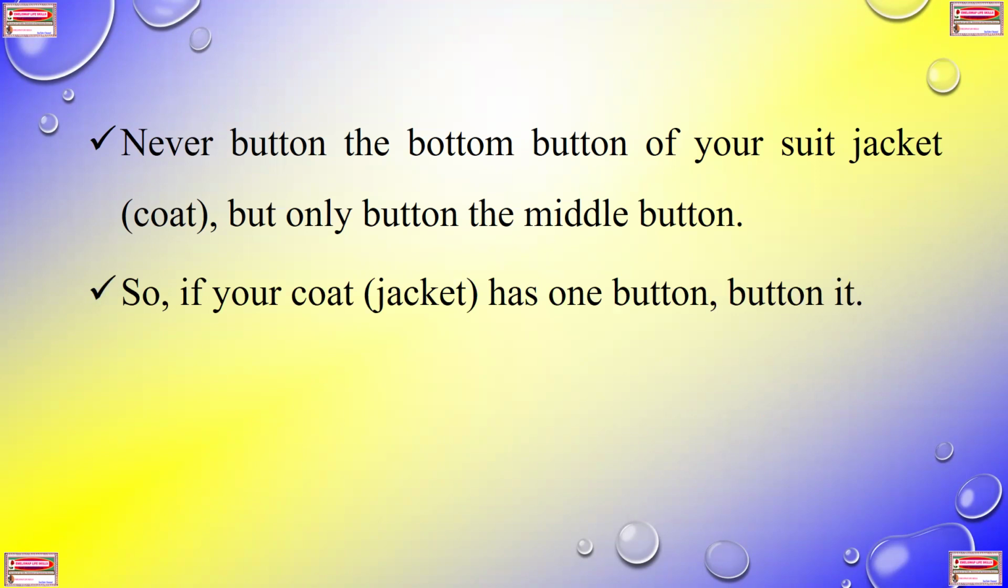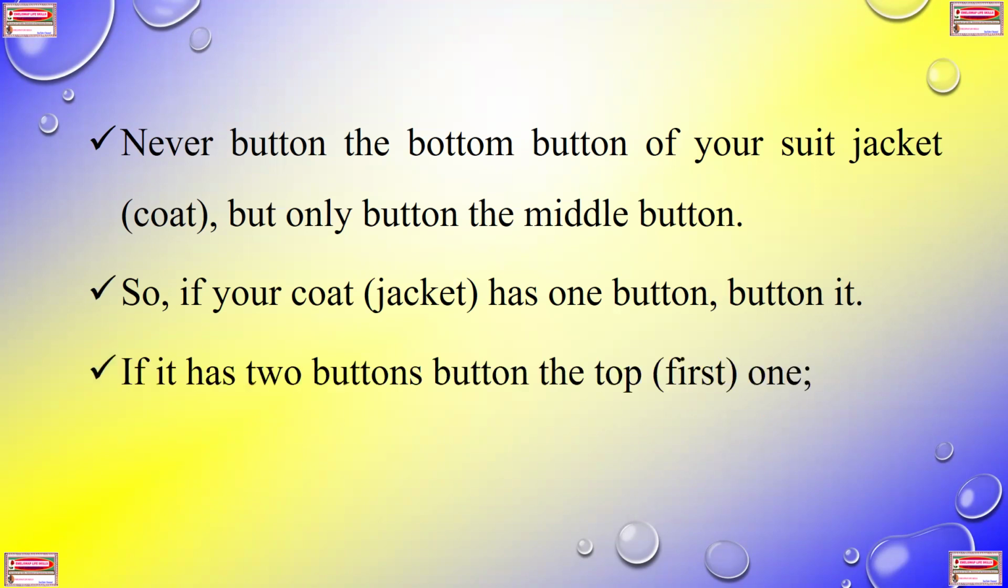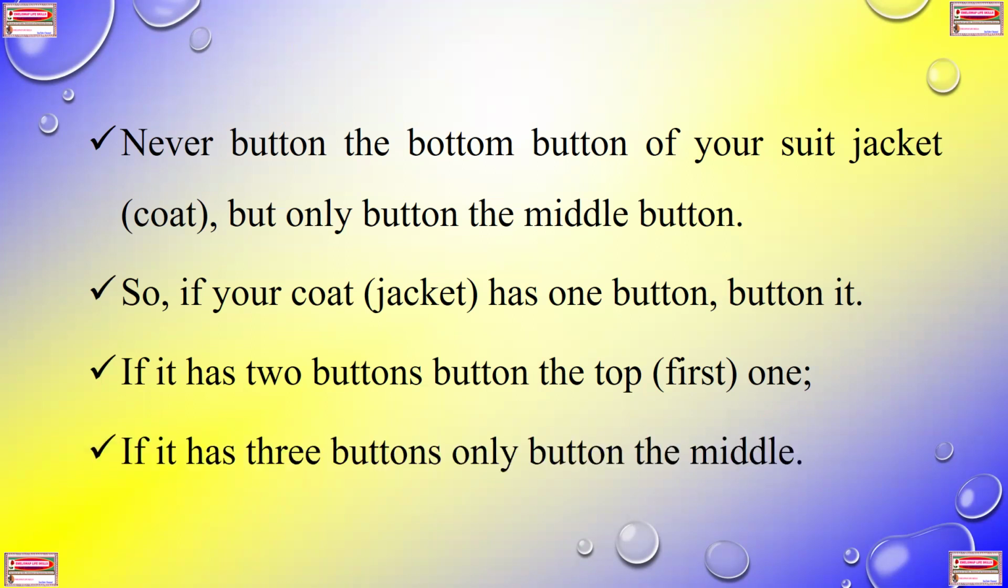So if your coat or jacket has one button, you must always button it when you stand or when you're walking, but open it when you sit. If it has two buttons, then you must always button the top button, but leave the lower button unbuttoned. I repeat, if your jacket or coat has two buttons, only button the top one. If it has three buttons, only button the middle one.